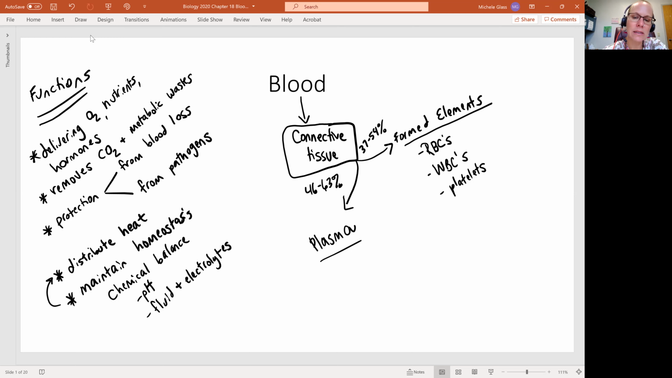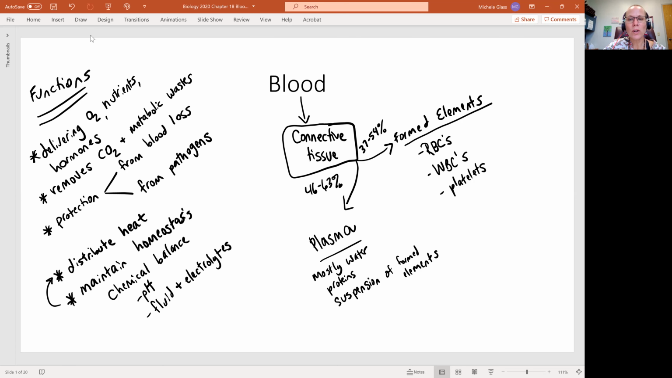And what we'll see is the plasma is mostly water, and we'll have some proteins, and we're going to keep the formed elements suspended. So it's a fluid. And we're going to talk about more details on this in just a little bit of time.